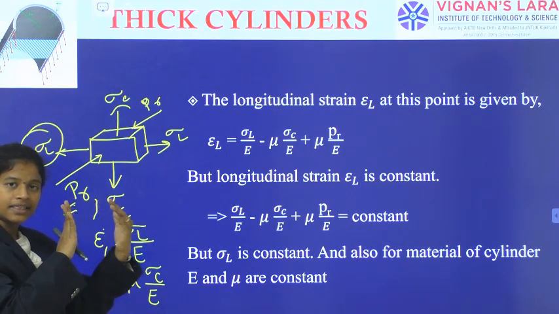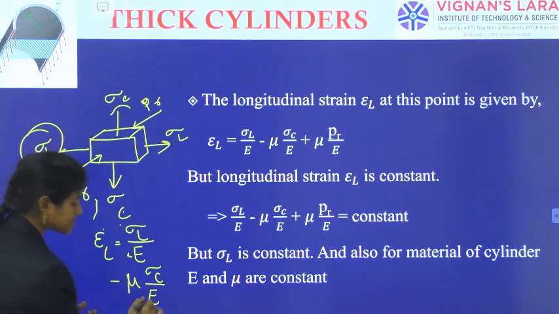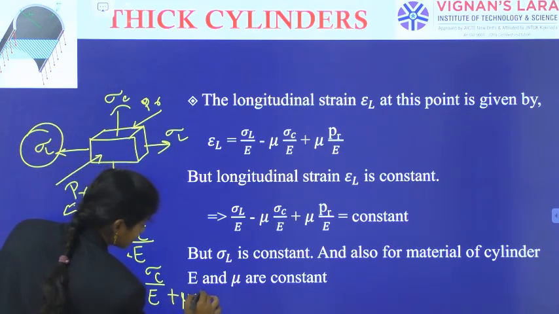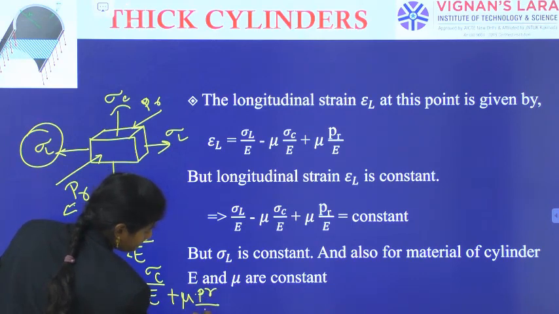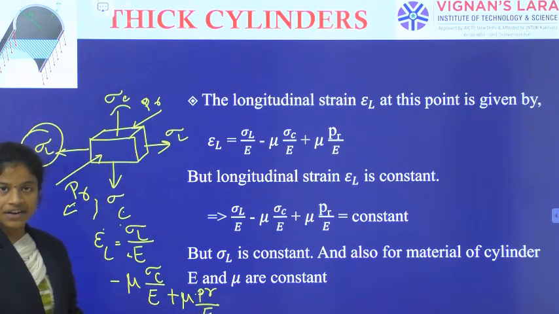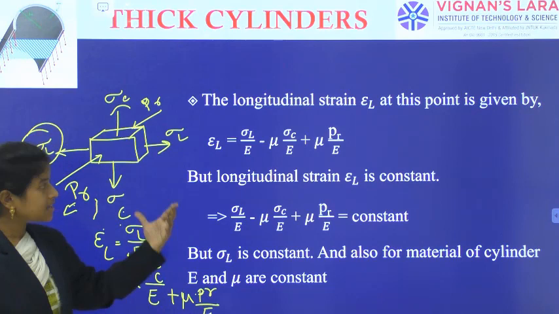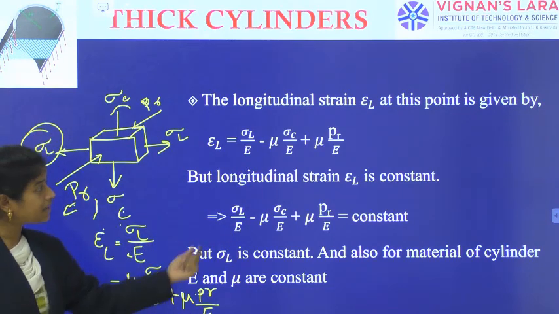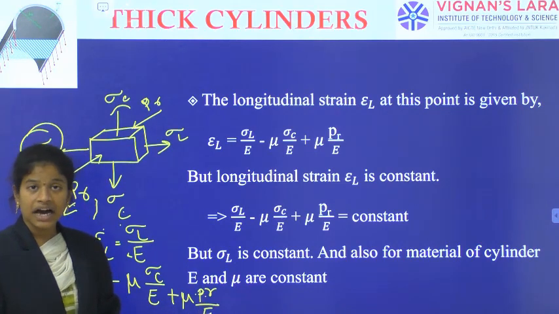That's why the length may be increased. The length may be increased. That's why plus mu times PR by E, small p suffix R divided by E. In this way, you should write for the longitudinal strain the same thing you have observed here: sigma L by E minus mu times sigma C by E plus mu times PR by E.